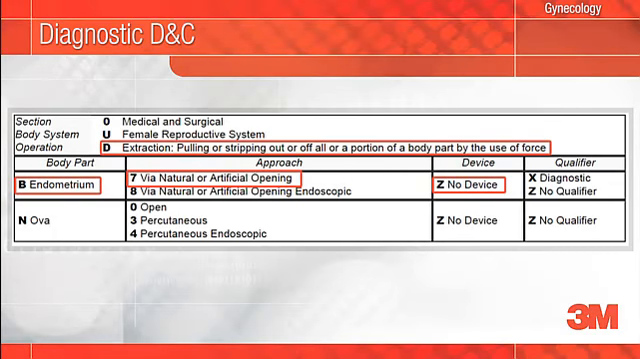For the 7th character qualifier, the qualifier of X for diagnostic will be selected because the D&C is being performed for diagnostic purposes to determine the cause of the patient's dysfunctional uterine bleeding. The final code would be 0UDB7ZX.